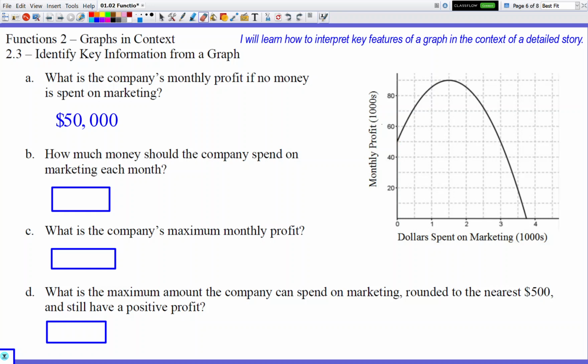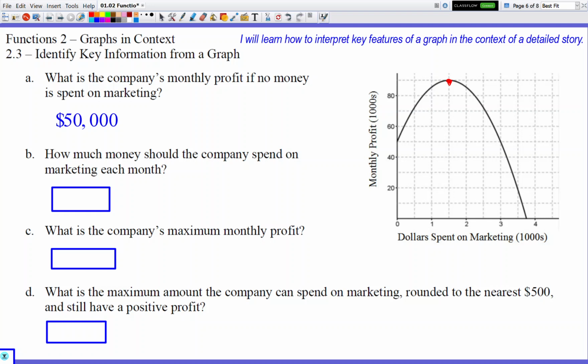Okay, and this is what this graph shows us, that there's going to be a certain point where if you spend the optimal or the best amount of money, then you're going to make the maximum profit that you can get. Okay, so how much money should the company spend on marketing each month? So when does the company basically make the most money? You're going to look for the highest point of the graph, because that's when the company makes the most money. So the highest point of the graph is right there.